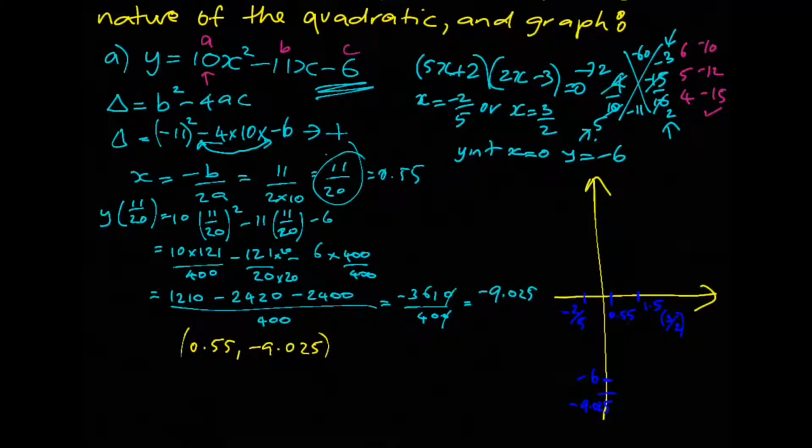So graphing all those points, we've got, obviously this is not to scale. Our turning point is at 0.55, negative 9.025. And then we've got our 2 x-intercepts and our y-intercept at negative 6. And so the graph looks like so, where the axis of symmetry is through x equals 0.55 through the turning point.